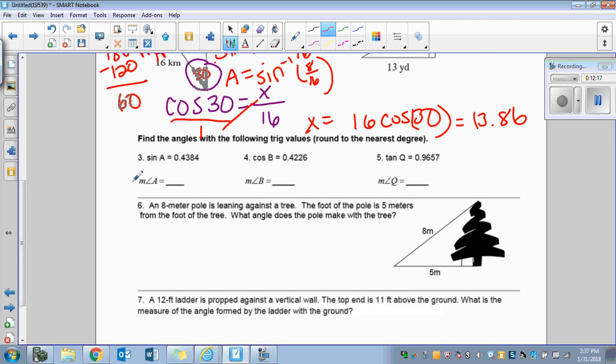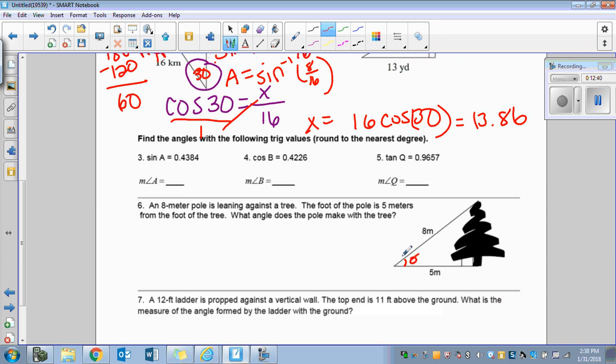This one you guys can definitely do. Use the sine, cosine, tangent, inverse. Let's try this one. An 8-meter pole, so the length of the pole is 8 meters, is leaning against a tree. The foot of the pole is 5 meters from the foot of the tree. What angle does the pole make with the tree? So they're asking you for this angle right here. They're asking you for theta.